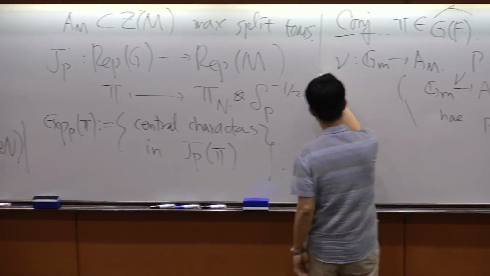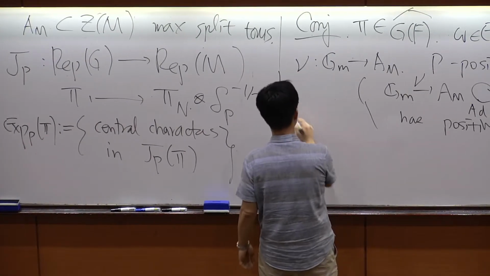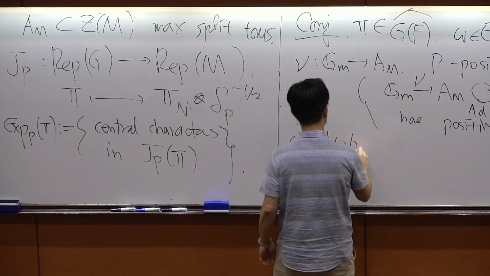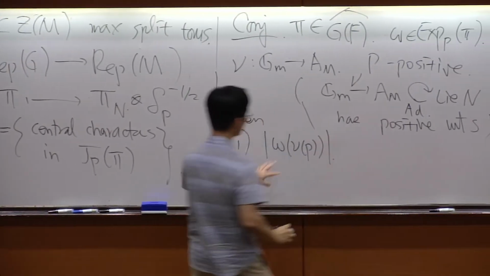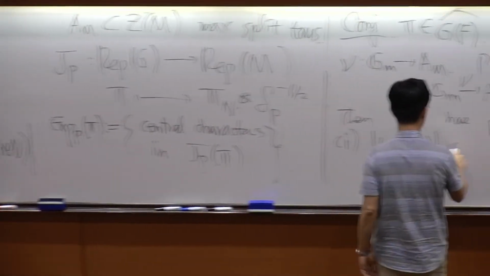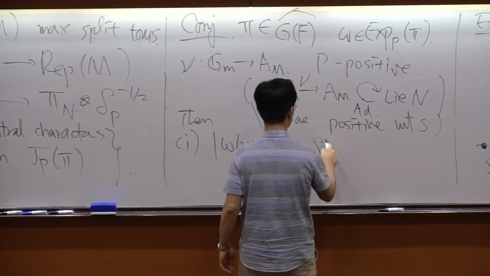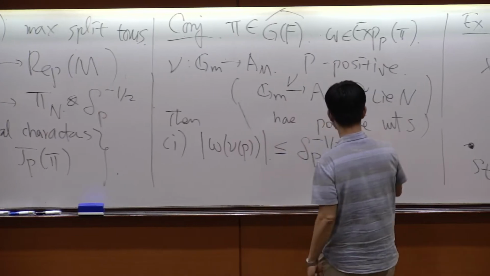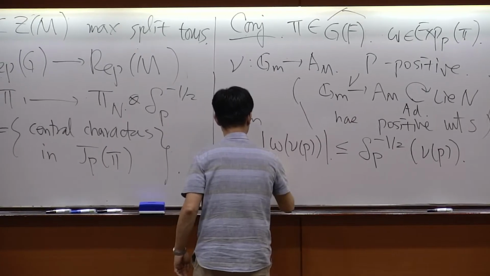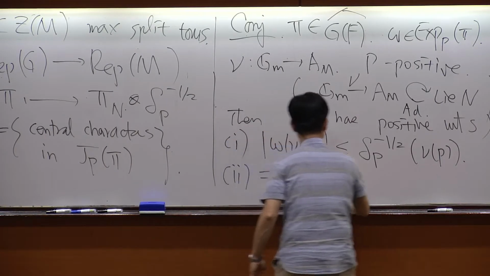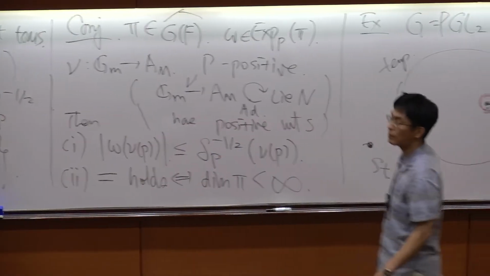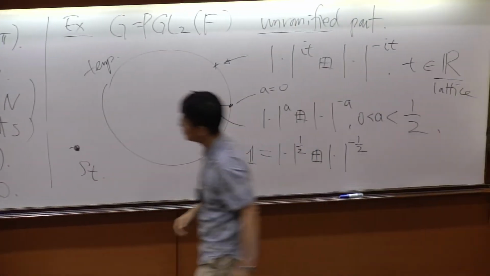Okay, then there are two parts. First of all, the absolute value of the central character at nu of p is going to be bounded by delta P to the negative 1/2 of nu of p. And moreover, equality holds if and only if pi is finite dimensional.